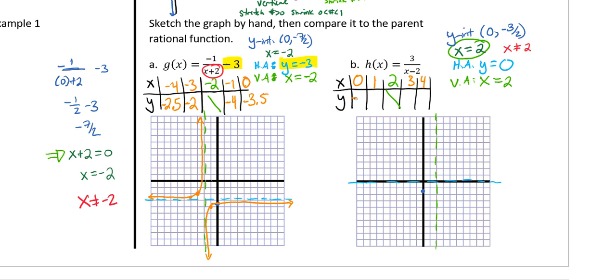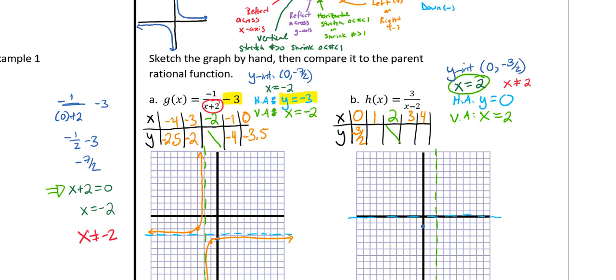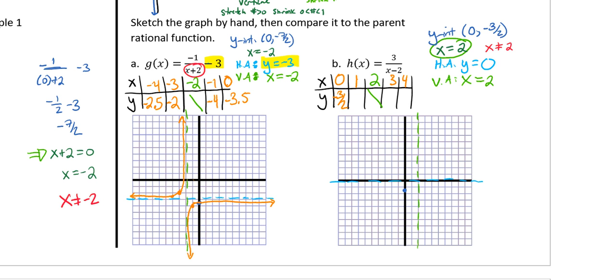Now I already know that when x equals 0, my y is -3/2 because that's my y-intercept. So I'm going to use that point, which I've already graphed right here. And then I'm going to plug in the 1. So I'm going to have 3 over 1 minus 2, which gives me a -3. Then I'm going to plug in not the 1, but the 3, and that's going to give me 3 over 1, which is a 3. And then I'm going to plug in the number 4, and that's going to give me 3/2, which is 1.5.